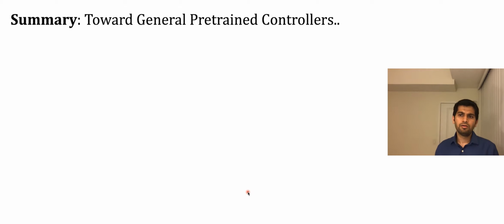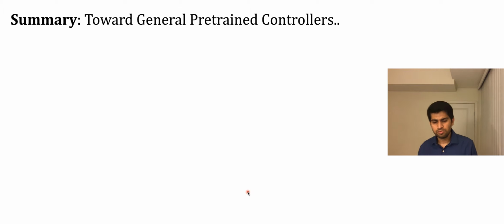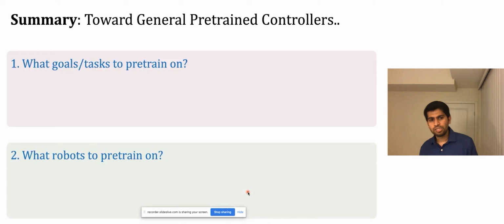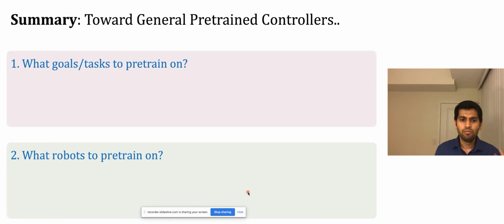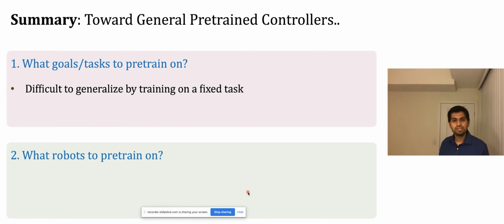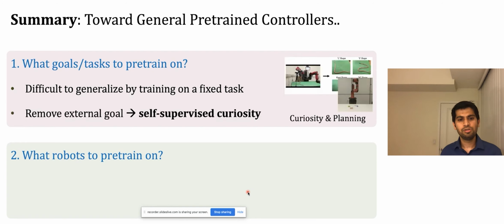So just to summarize the overall picture of the talk. Today I talked about some of the initial efforts we have been taking in the direction of building general purpose pre-trained controllers for robotics. And we talked about two questions: what tasks or goals one can pre-train on, and what robots to pre-train on. In the first case, since it's very difficult to generalize a robot by training on a fixed task, we propose a solution to train without the notion of task by curiosity and use planning to adapt to new tasks.